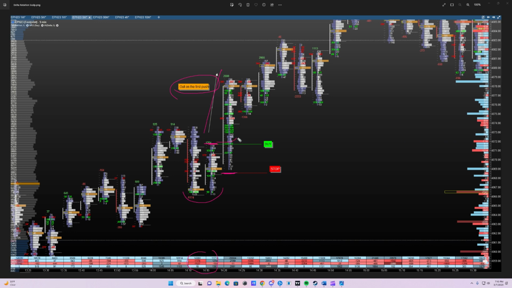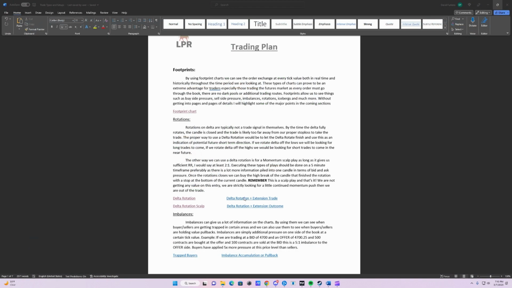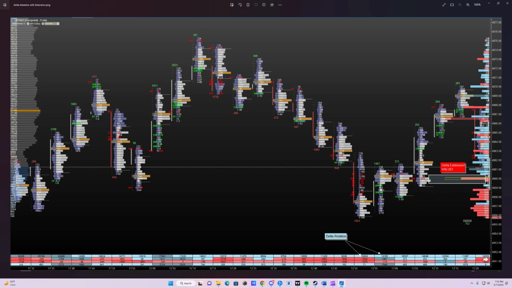That's it, okay? This is our move right here. It's a scalp type play. Delta rotation plus extension trade. Okay, we've got a delta rotation off the lows right here. Minus 1924 plus 1487. So the buyers are looking to rotate price to the upside.